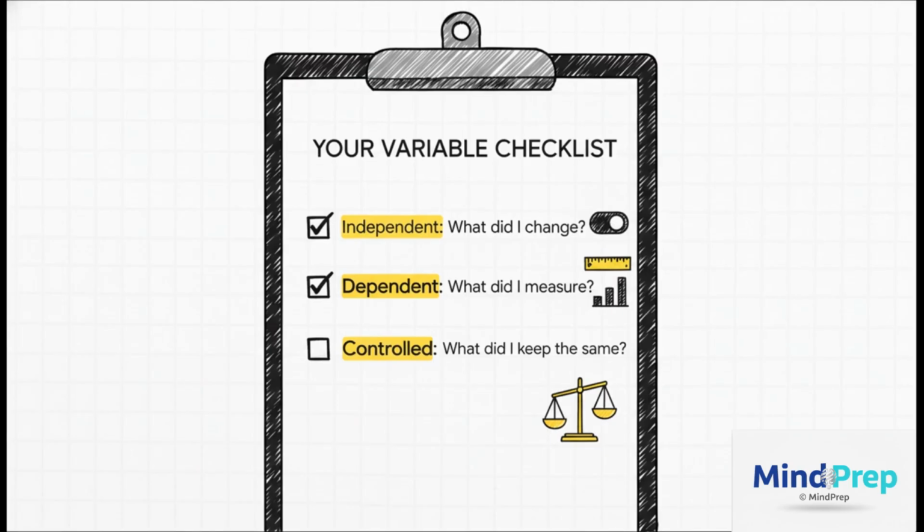So here it is, your final take-home checklist. The next time you see a study or hear about an experiment, just run it through these 3 questions in your head. What did they change? What did they measure? And what did they keep the same? And just like that, you'll be able to break it all down.